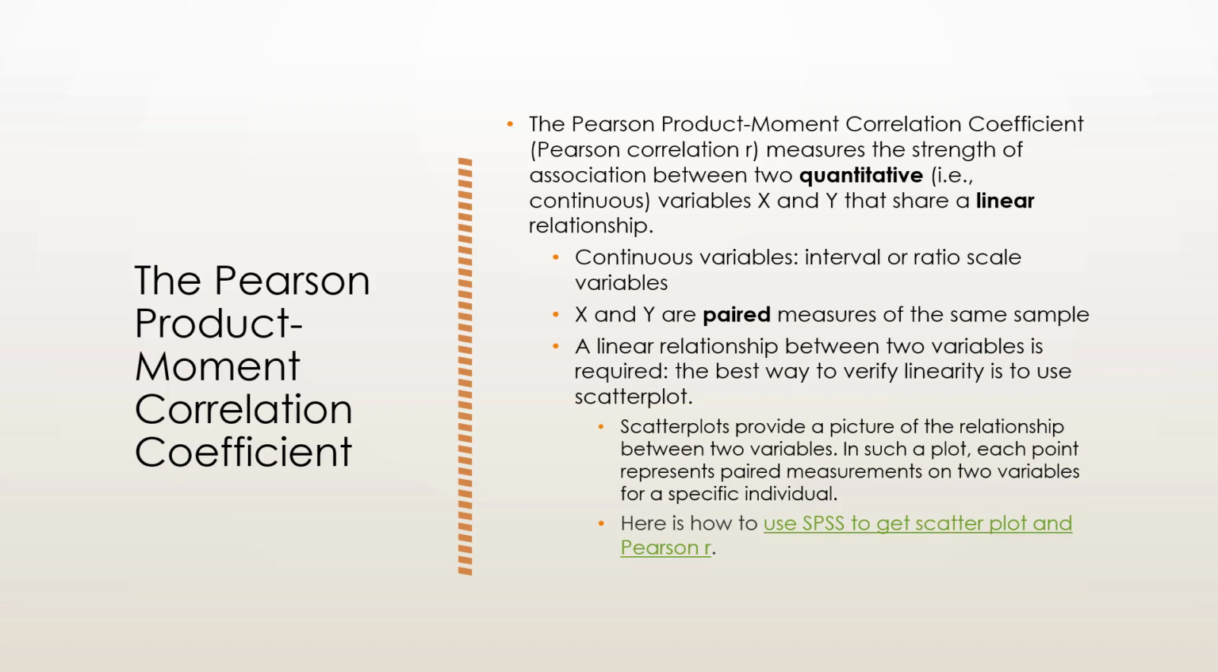Pearson correlation coefficient measures the strength of association between two quantitative variables measured from the same sample that have a linear relationship. In other words, both variables x and y must be either interval or ratio variables. The best way to verify whether they share a linear relationship is to create a scatter plot. If you're unsure how to generate a scatter plot, refer to the video tutorial linked to this slide.